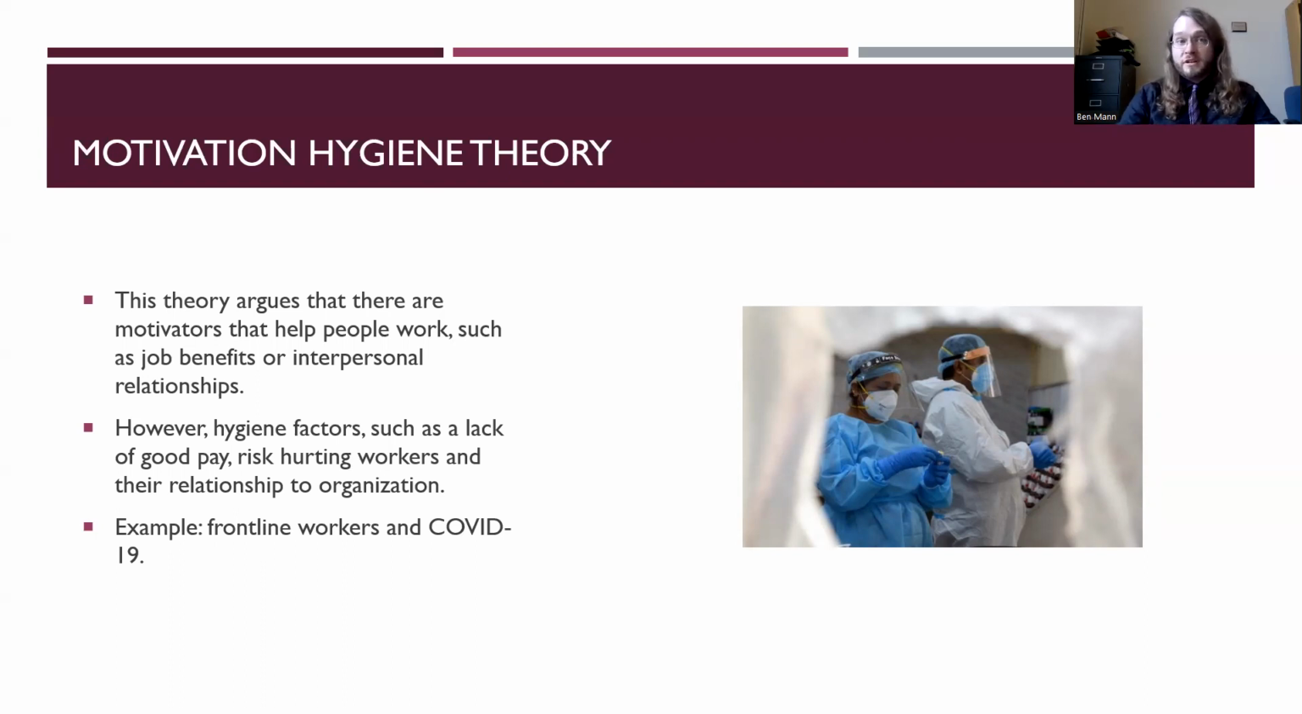For example, frontline workers in the healthcare system in the United States saw significant burnout and turnover in the context of COVID-19. And this theory explains that the variety of factors impacting people's work and their ability to work effectively played a major role in that process.